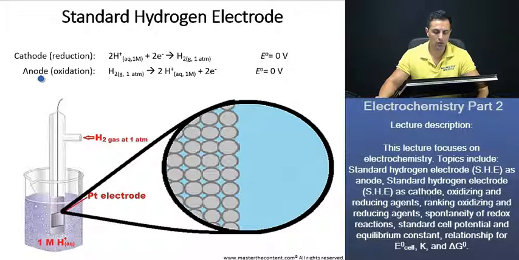Now at the anode, we're going to see oxidation take place, and we're going to see our hydrogen gas is going to be oxidized, and it's going to give us 2 hydrogen ions plus 2 electrons.